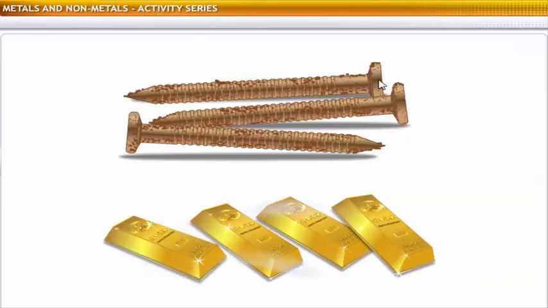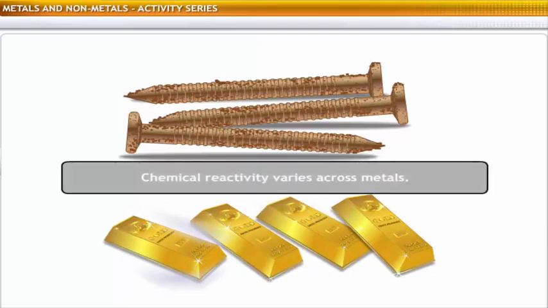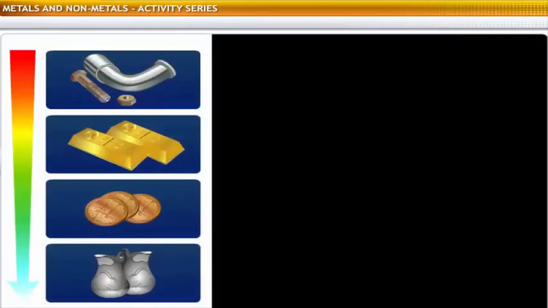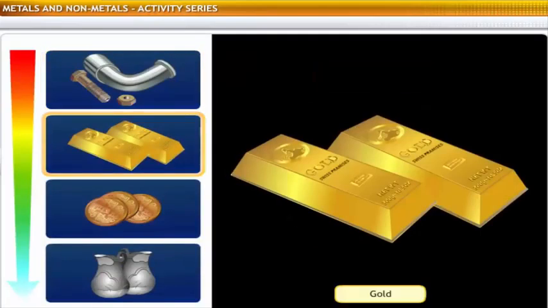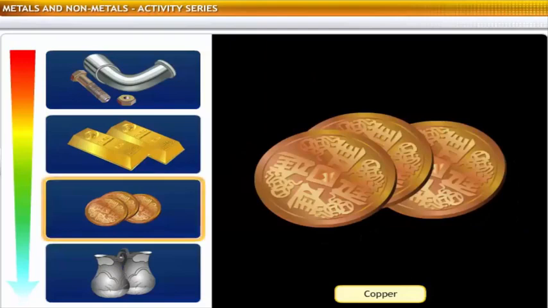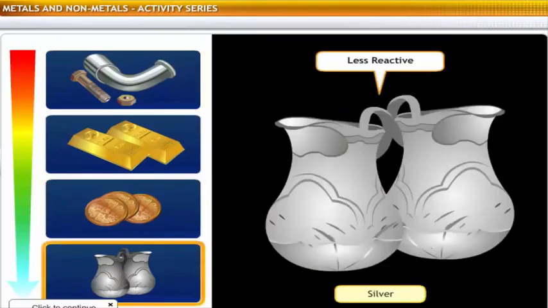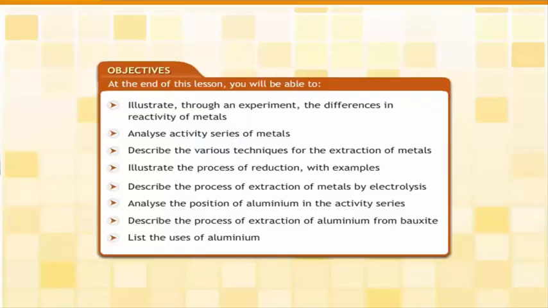Gold never rusts, because unlike iron, it does not react with atmospheric oxygen. This is because chemical reactivity varies across metals. Scientists have arranged metals in a series based on their chemical reactivity. In this lesson, you will learn about the arrangement of metals in an activity series based on their reactive properties.